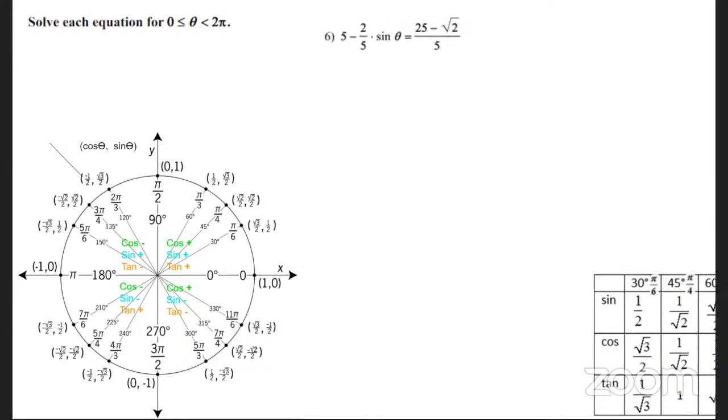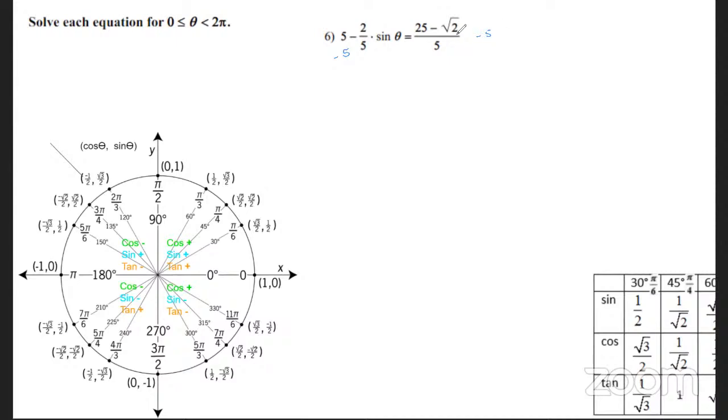All right, so number 6. This one is a little bit more complicated just because our answer over here has a fraction. So there's a couple of ways we can do this. We can start by undoing PEMDAS if we want to, which would be to subtract 5 from both sides. And then you'd have to subtract 5 as a fraction over here.